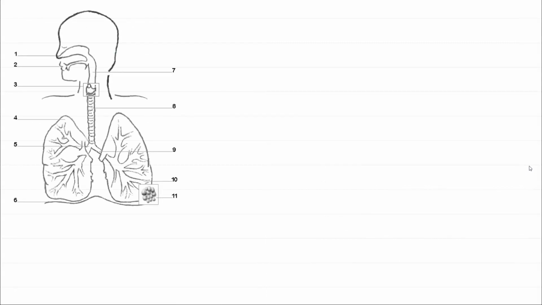So we're going to start with this diagram, which is in your notes. I'm not going to explain the functions at this point. All we are going to do right now is write down what each of these is called. So we're going to start at number 1, which is the nasal passage, or your nose. Number 2 is your mouth. Number 3 is the larynx. Number 4 is the lung. Number 5 is the bronchi.